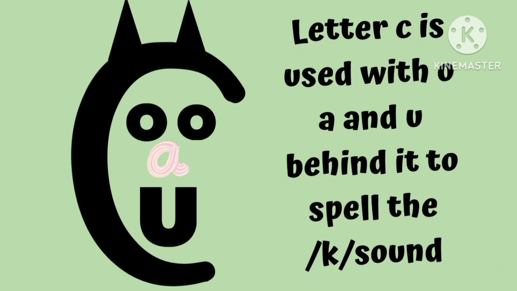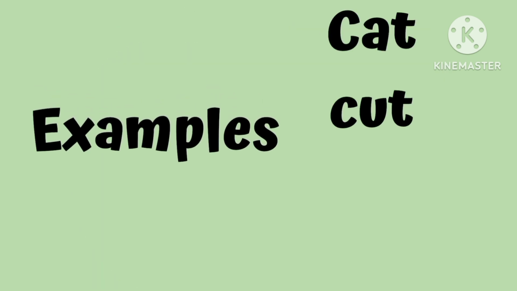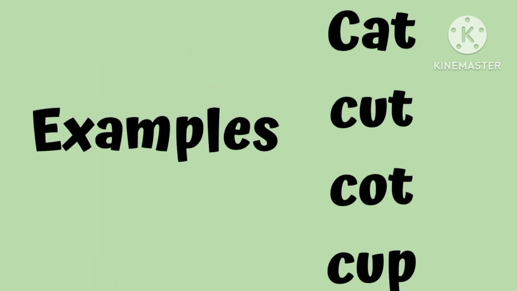Let's make a cat. Letter C is used with O, A and U behind it to spell the K sound. Then we use letter C. अगर O, A और U के साथ ख का साउंड आता है तो हम लेटर C यूज़ करते हैं. For example, cat, cut, coat, cup. O, A और U के साथ जब ख का साउंड आता है तो हम लेटर C यूज़ करते हैं.